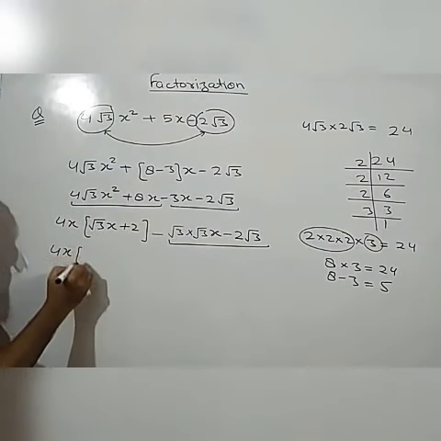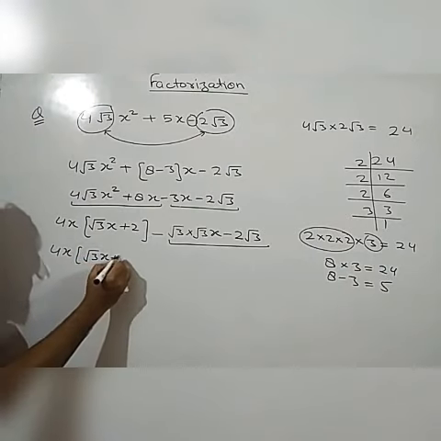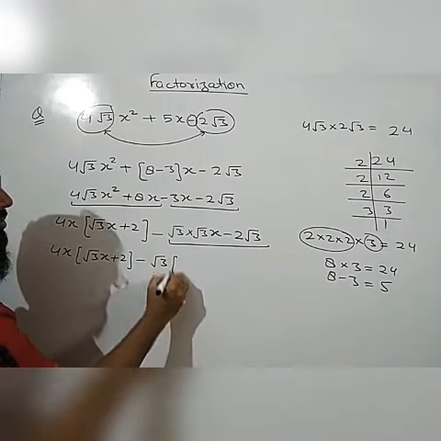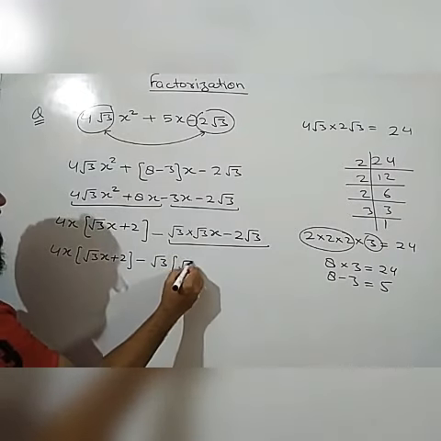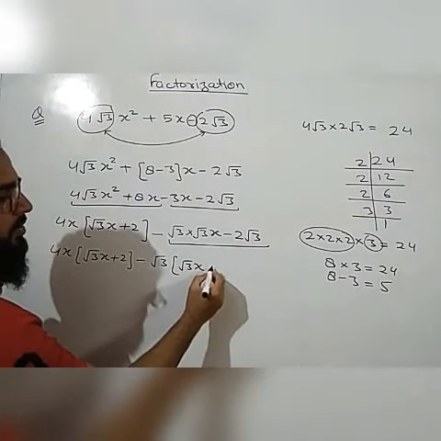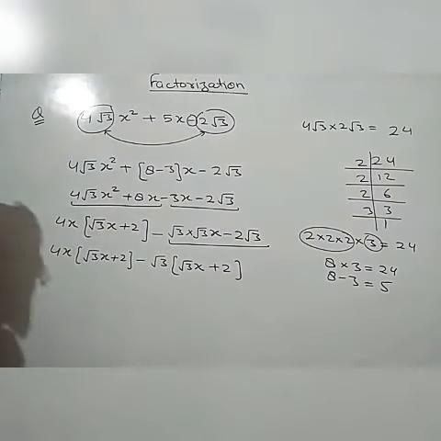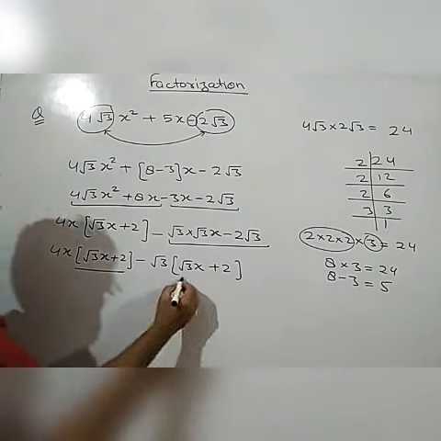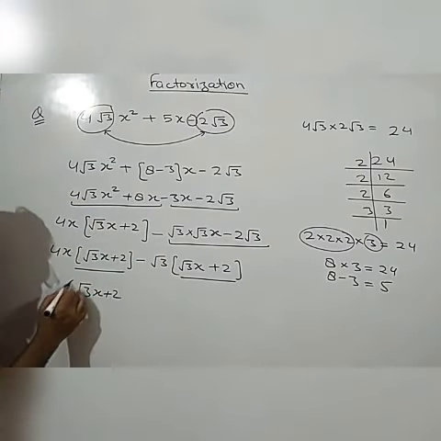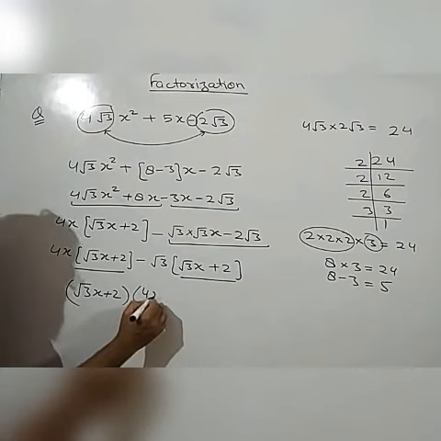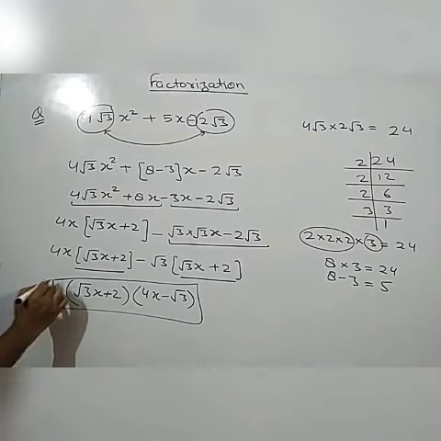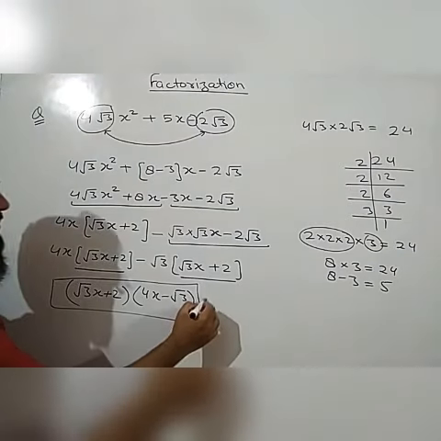We will get 4x. In the first bracket it is root 3x plus 2, minus. If we take minus root 3 as common, then the remaining term is root 3x, and since we have taken the minus sign common, it will be plus 2. Now we can see these two terms are again common. So root 3x plus 2 is common, and the second bracket will be 4x minus root 3. And these two are the factors now, and it is our answer.